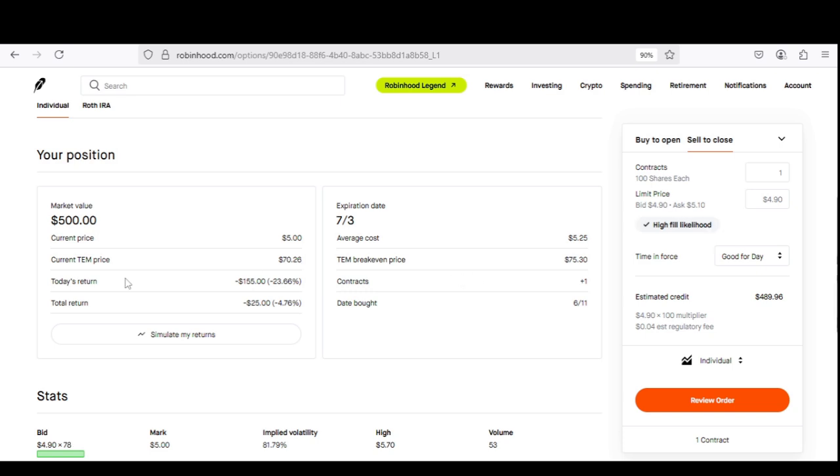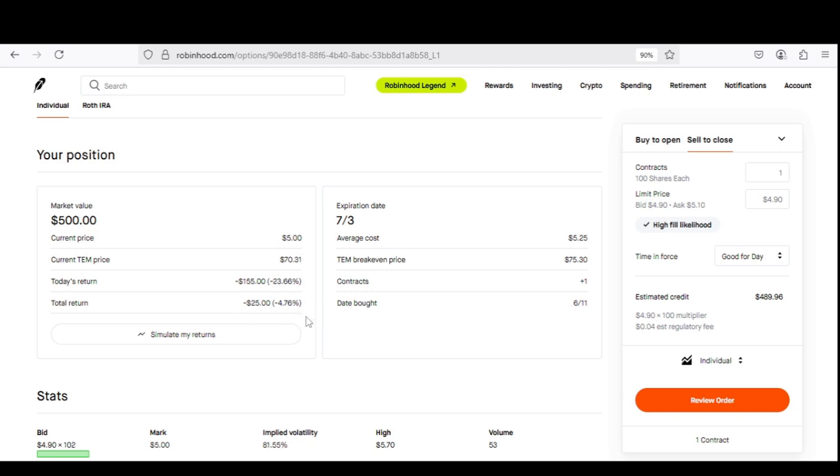So let's say now the market value, instead of 5.25, is about $550. So that means this number here would change, and instead of being down $25, I'll be up $25, and that is when you want to make sure you go ahead and close the trade. So remember, always make sure you close the trade whenever you hit your desired level of profitability.